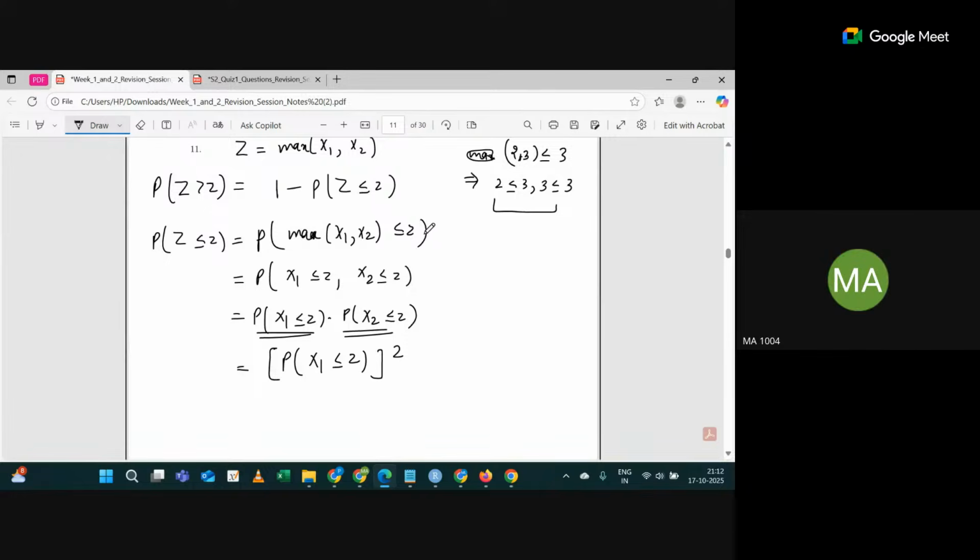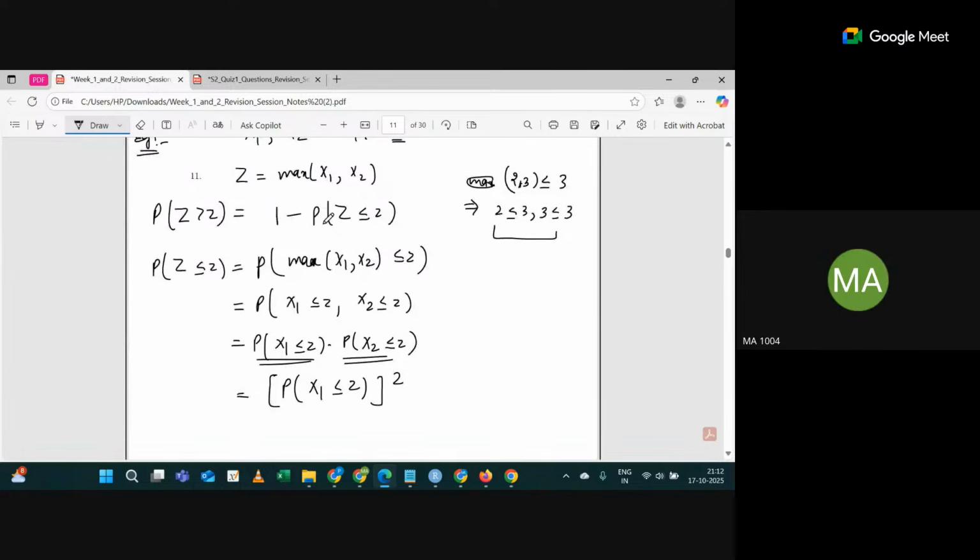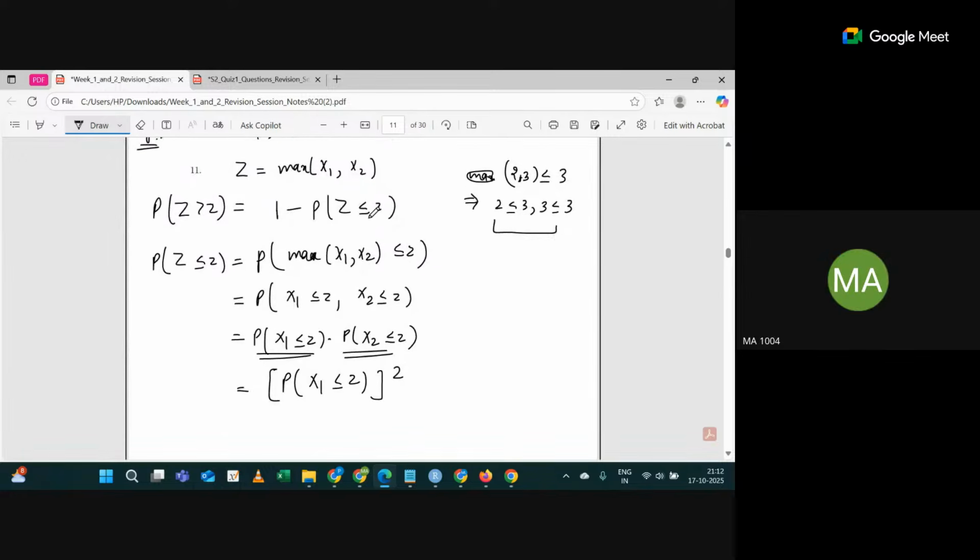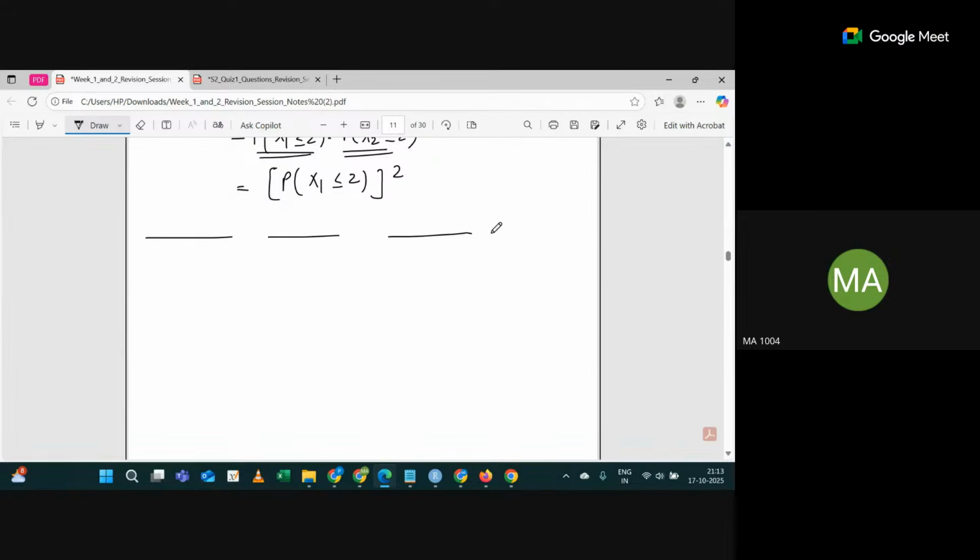So finally it will be 1 minus probability x1 is less or equal to z, whole square. This is something you can keep in your mind: if the maximum is given to you, try to convert it into a less than or equal to sign. If the minimum is given to you, try to convert it into a greater than or equal to sign. Let me take the minimum one also.